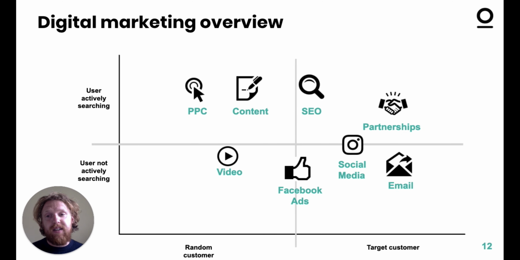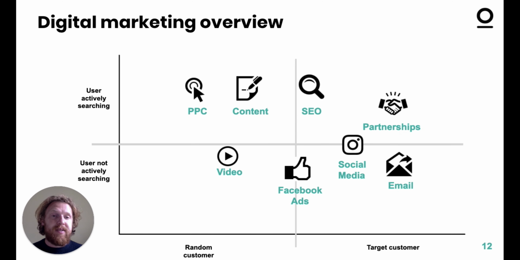Pay-per-click fits in the top left, where a user is actively searching for you. They'll type a search into Google and your ads can appear at the top. Next we have content. So again, it's someone who's actively looking for something but they're not quite targeted. That will appear as content marketing. It's a great tool to reach them. SEO is slightly more targeted because people are typing in search keywords for you to appear. And for you to be targeted, you need to write content that fits them in mind. So SEO is a lot more targeted than PPC.